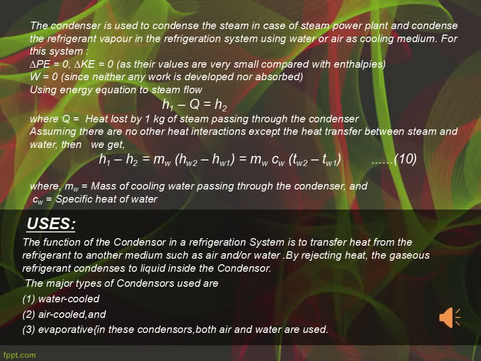Now if we put these values in the energy equation for the steam flow, then we will find that the change in enthalpy is always equal to the heat loss by 1 kg of steam passing through the condenser. Now we can write heat as m c delta T, where m is the mass of the cooling water passing through the condenser and C is the specific heat of water. Now the uses of the condenser are refrigeration, air conditioning, and in steam power plant. The major types of condenser are water cooled, air cooled, and evaporative.